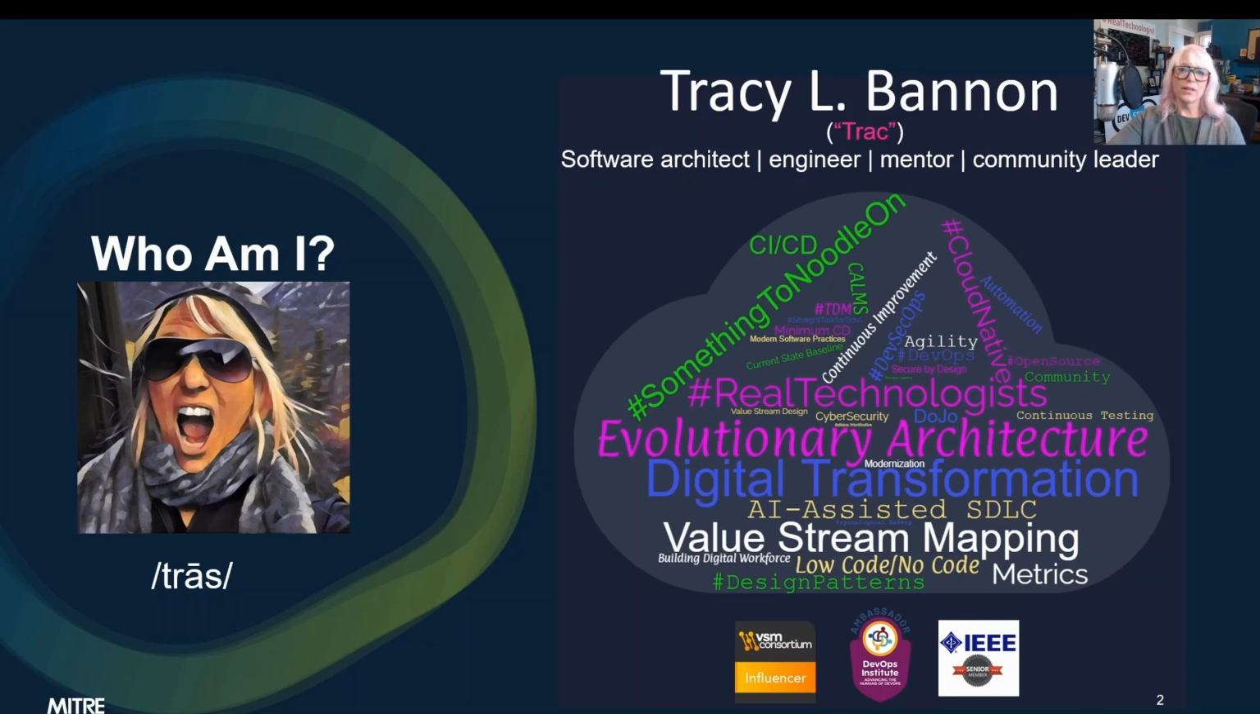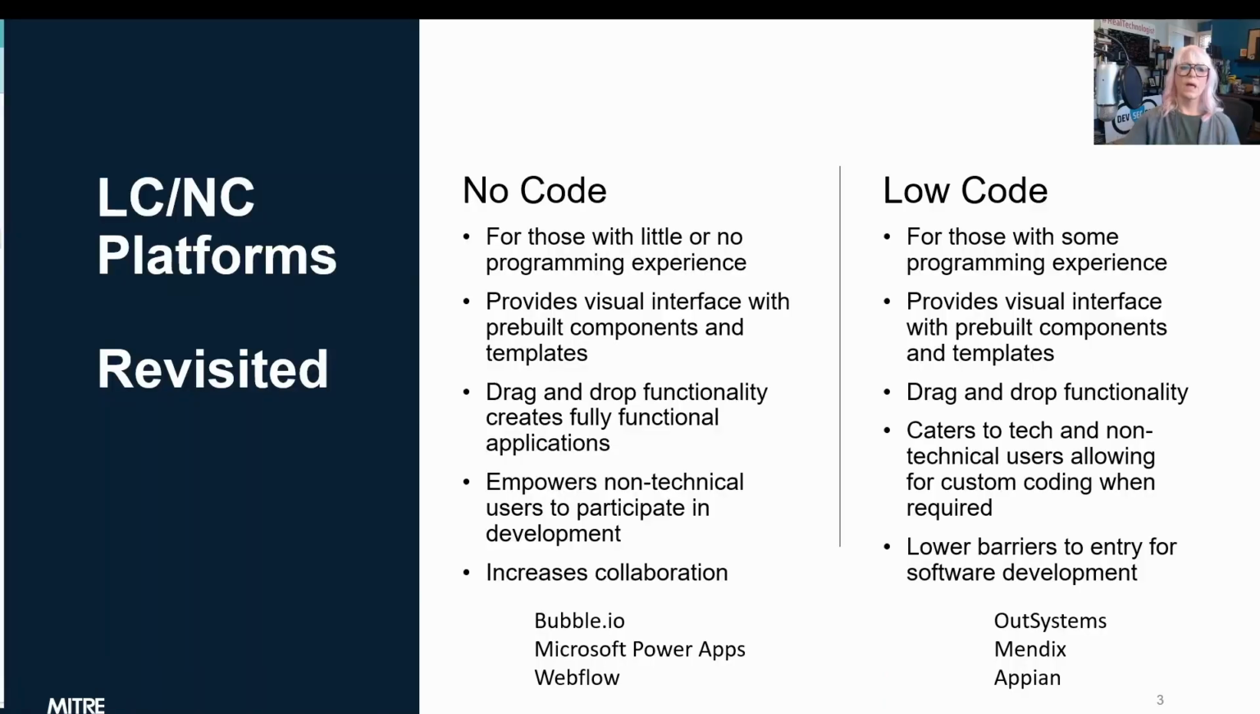Let's get started with a common definition of low code, no code. Both are intended to accelerate development by providing a visual interface and a lot of pre-built components, and both provide drag and drop functionality. There are two primary differences. First, target audience and expertise. No code is assuming non-technical users and provides the greatest amount of simplicity and ease of use.